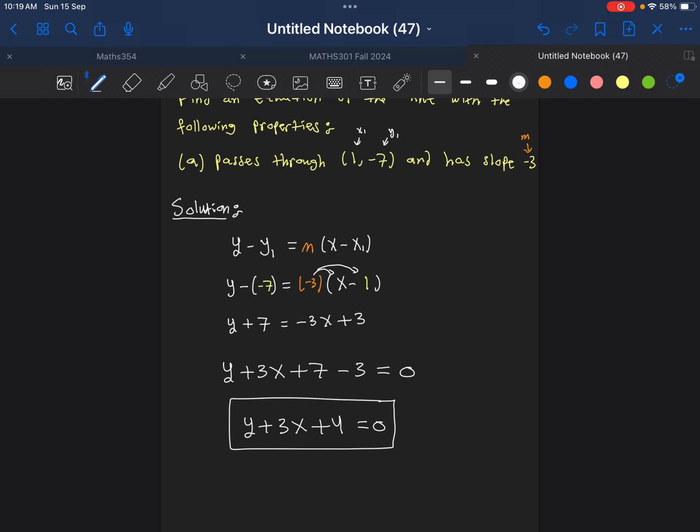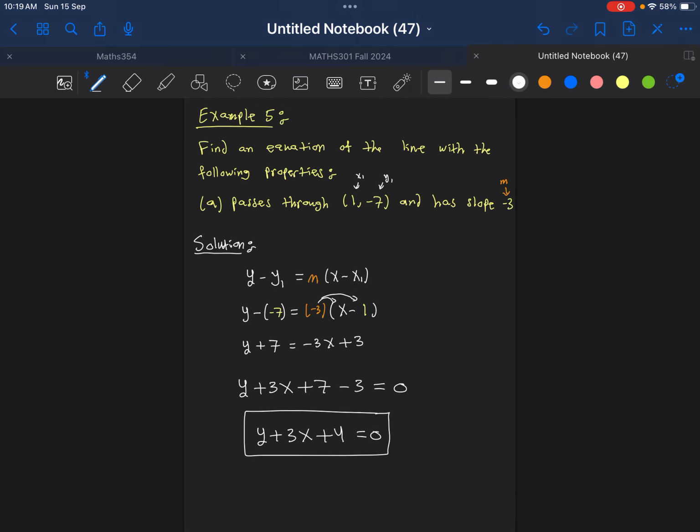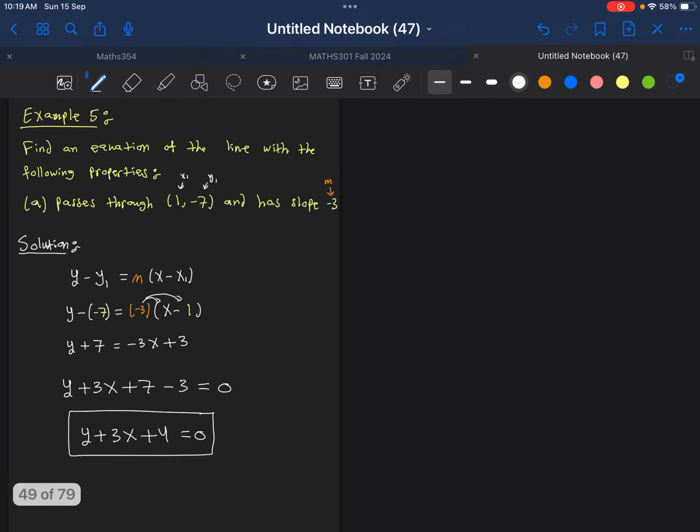In the next example, I will write the final answer in slope intercept form. You can do anything you want, depending on the question. So please, you can pause, think about it, and let me know.